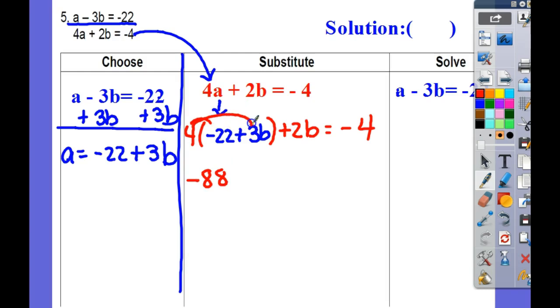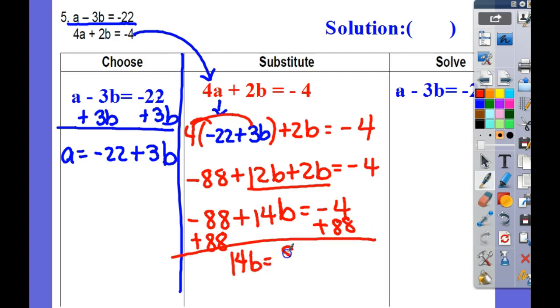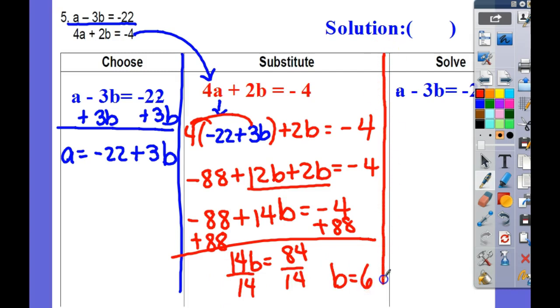Distribute. Combine like terms. Solve for b. Divide both sides by 14. B is equal to 6.